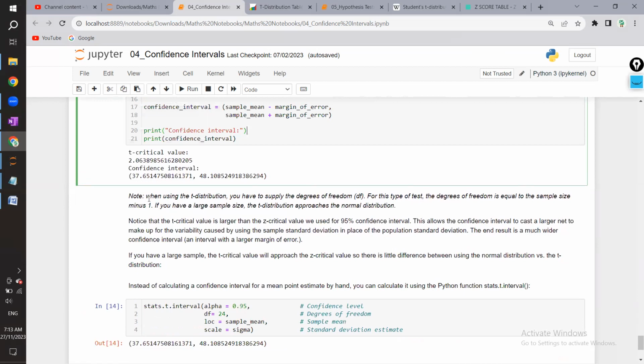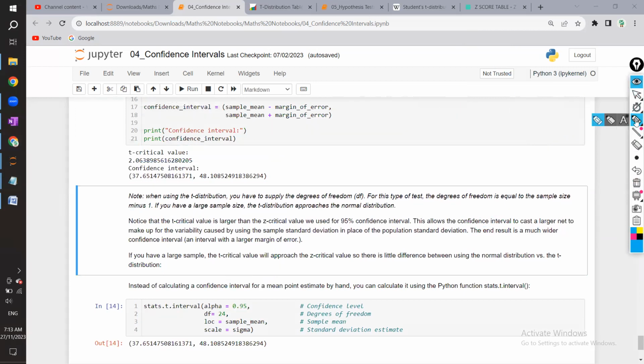Fine. So when using the T distribution, you have to supply the degrees of freedom. For this type of test, the degrees of freedom is equal to the number of samples minus 1. If you have a large sample size, the T distribution approaches the normal distribution. This is the important point, guys. With a smaller number of samples, you will take some samples and do the testing; that is called the T distribution. But as the sample size increases, this T distribution slowly becomes the normal distribution.